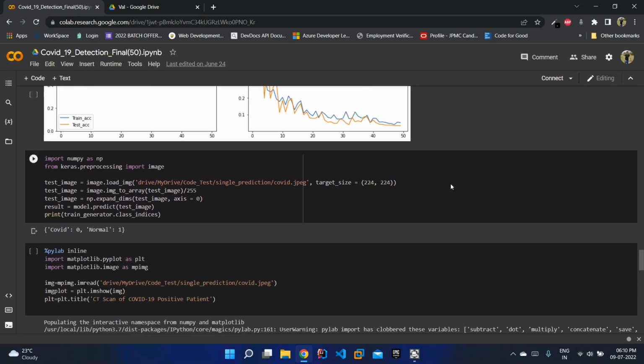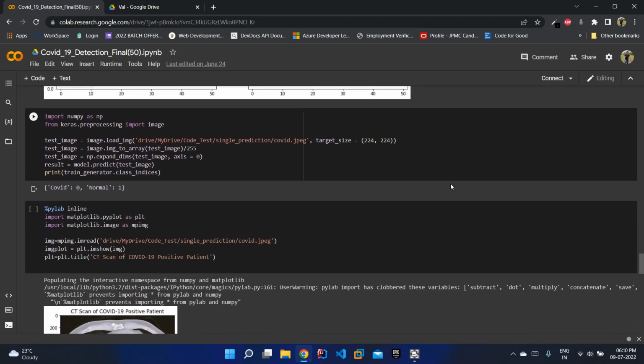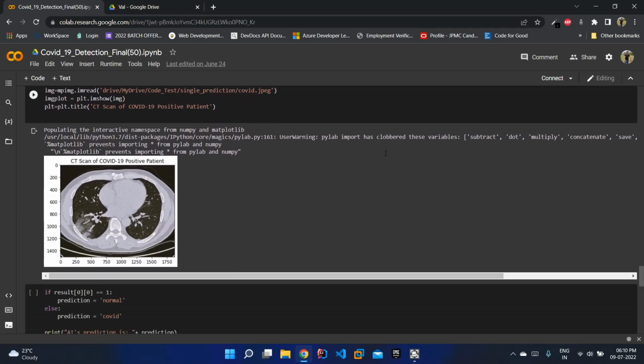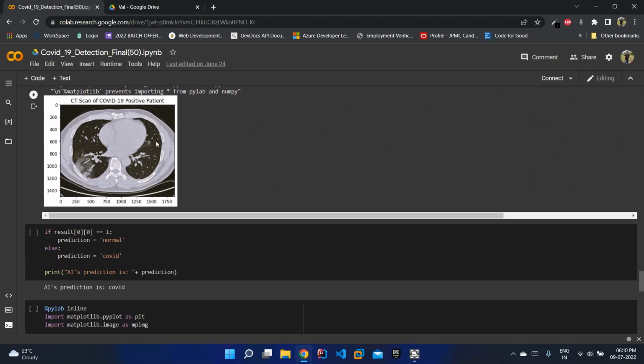Post this, we then moved on to feed our model with the prediction images that the model was then intended to classify. We loaded our COVID positive image from the single prediction folder and were able to then generate an output in which our built model, which we refer to as the AI over here, predicted COVID positive.